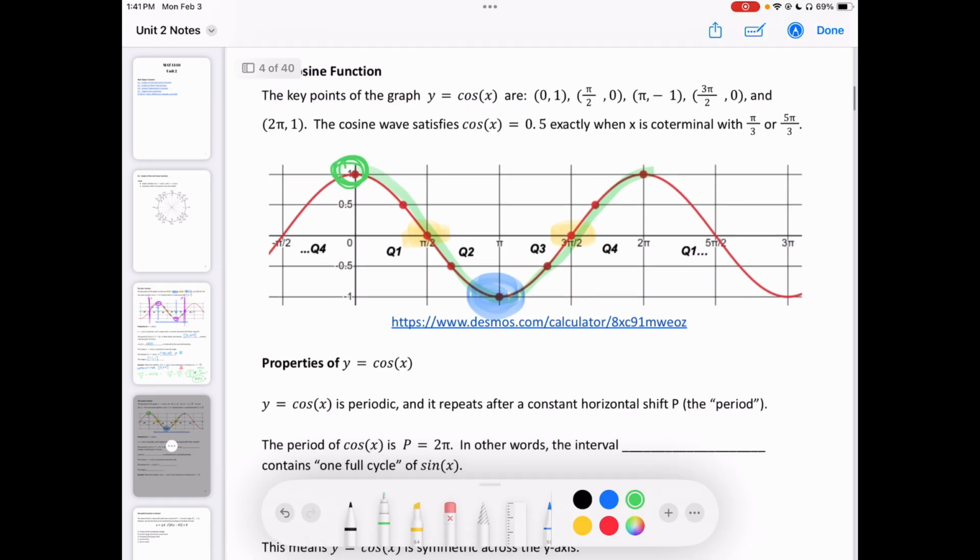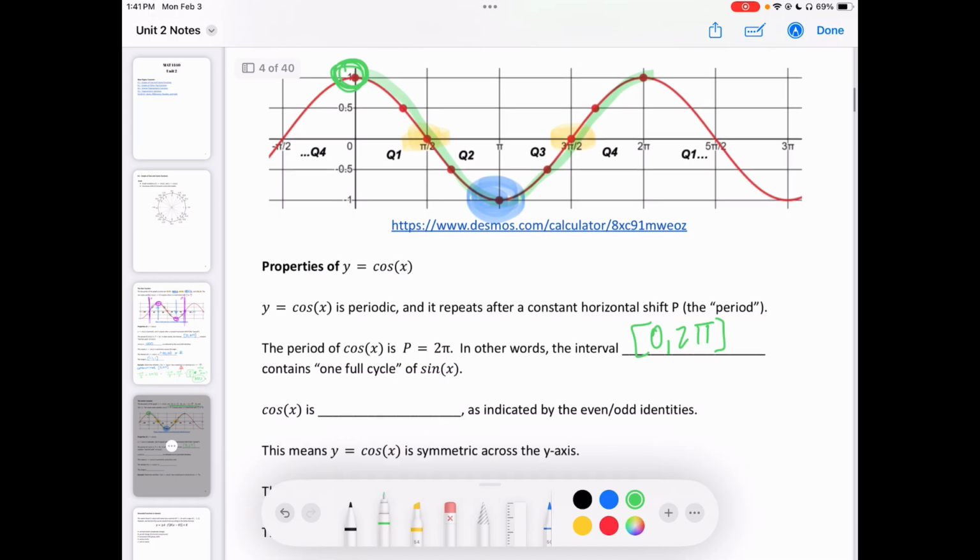The period is still going to be 0 to 2 pi. And also, let me jump back really quick. All of these points that we noted earlier are now different, but the intervals are still the same. It's still at 0, pi, and 2 pi. It's still at pi over 2 and 3 pi over 2. The y values have simply changed.